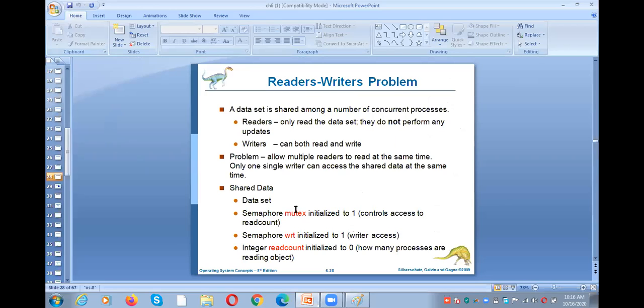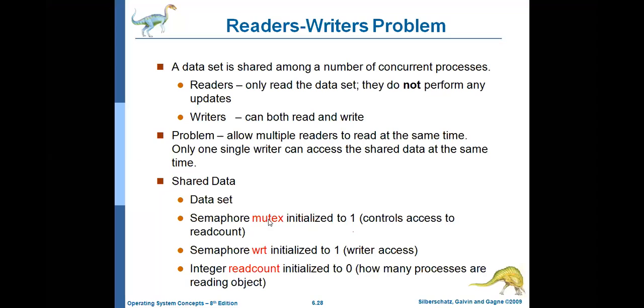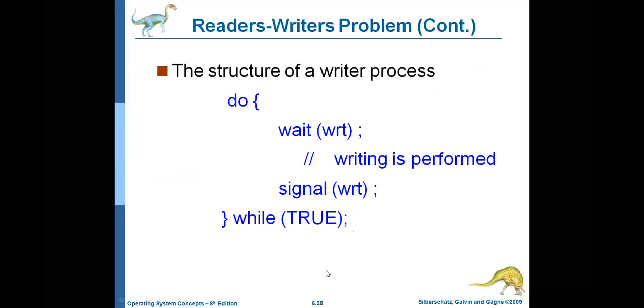Here also we have three things: mutex, write, and read count. Mutex is initialized to 1. Next, write means only one writer at a time, so write is also initialized to 1. And read count is for any number of readers; initially there are no readers, so it is initialized to 0. So mutex is initialized to 1, WRT for the writer is initialized to 1, and read count is initialized to 0.